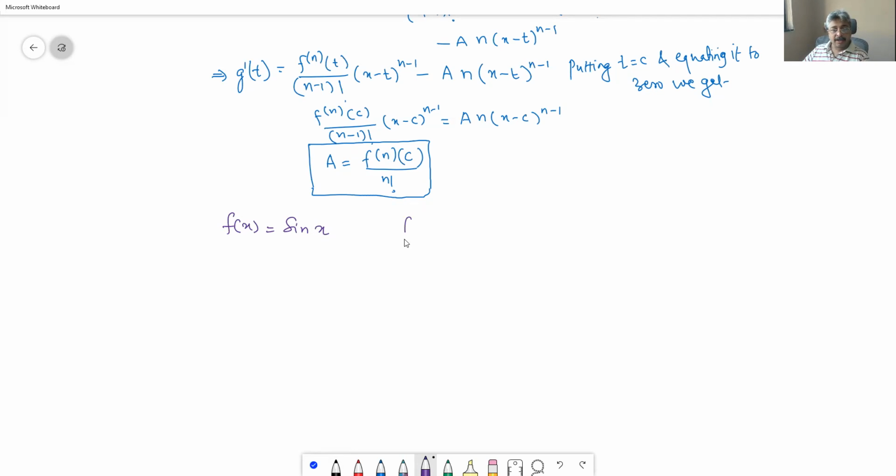What is f n of x? The nth derivative of this function is sin(x + n pi by 2). Correct? That is your nth derivative.